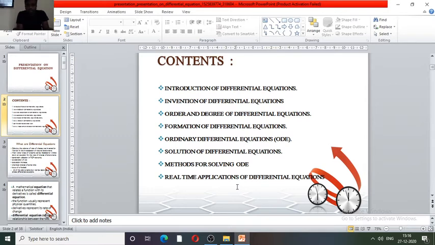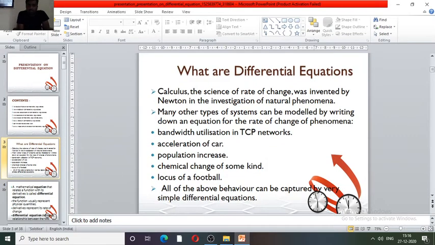A differential equation contains two types. The first type is ordinary differential equation, and the second type is partial differential equation. In case of ordinary differential equation, we have only one independent variable, and in case of partial differential equation we have more than one independent variable. First of all, here I am discussing what a differential equation is.